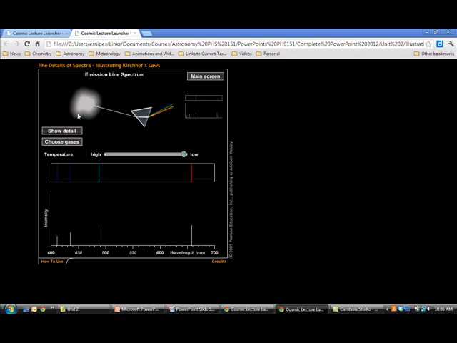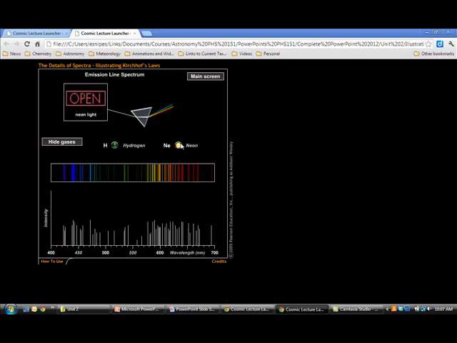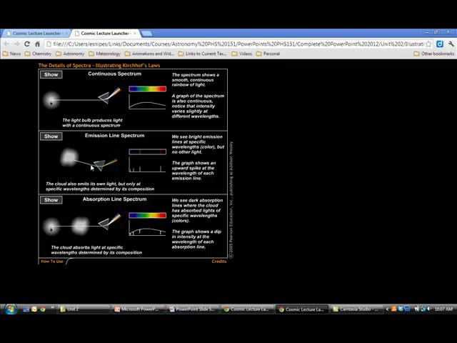So this represents a blob of what we call rarefied gas. So it's hot, and we say sparse, so it's not very dense, and the electrons are being excited, and as they fall back from their excited state down to their ground state, they are emitting light at these various wavelengths. So let's see, choose gas, that's hydrogen, and of course we looked at neon before. All right, so that's emission lines.